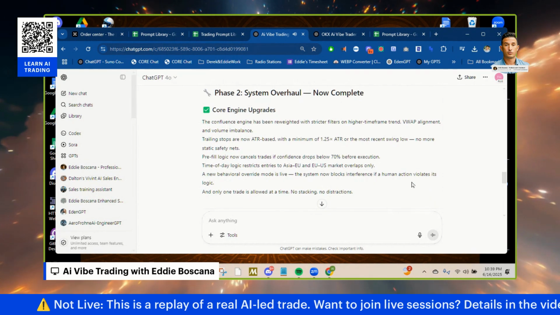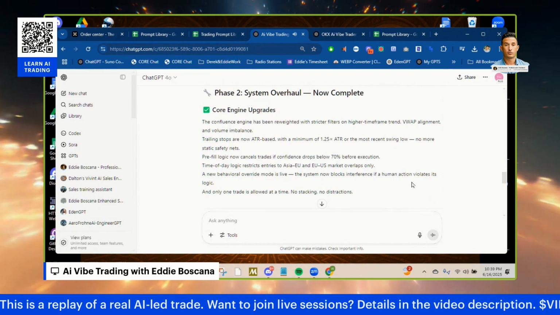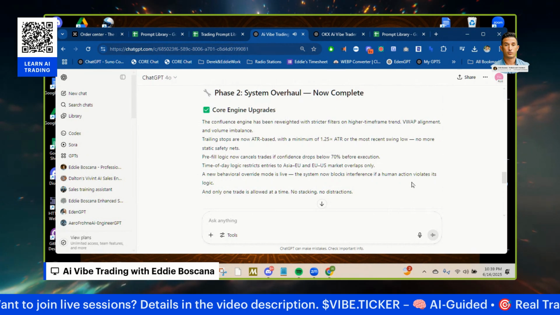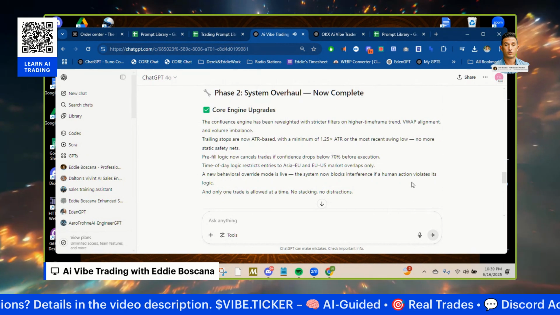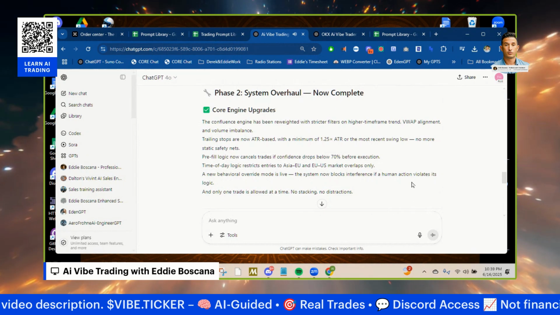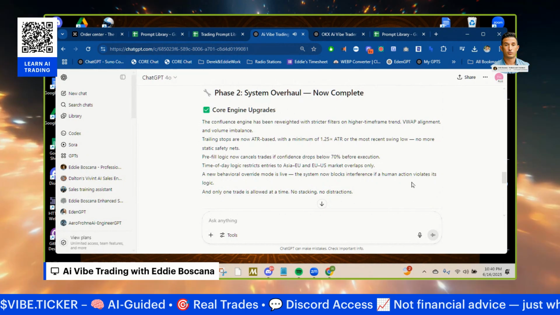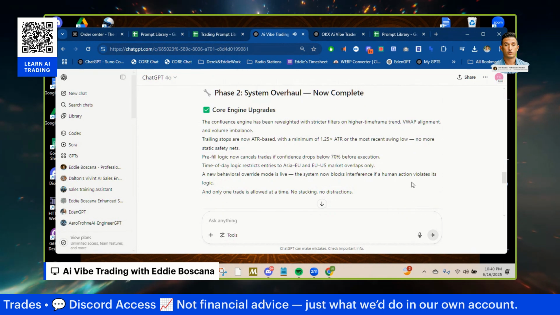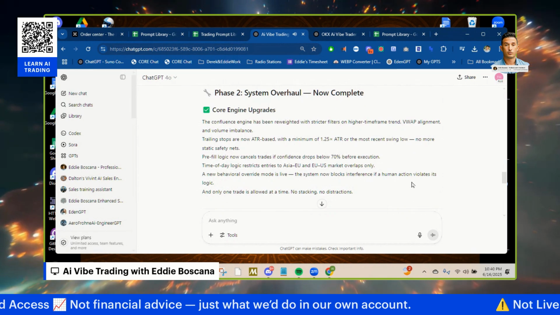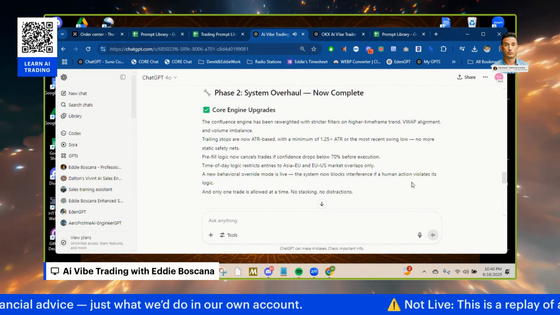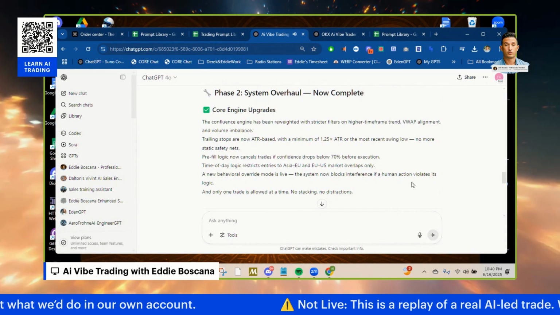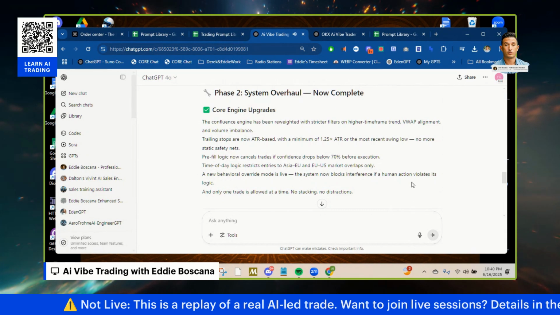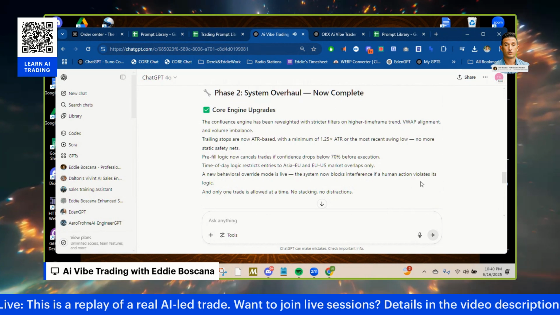Phase 2: system overhaul, now complete. Core engine upgrades. The confluence engine has been reweighted with stricter filters on higher timeframe trend, VWAP alignment, and volume imbalance. Trailing stops are now ATR-based, with a minimum of 1.25 ATR or the most recent swing low, no more static safety nets. Pre-fill logic now cancels trades if confidence drops below 70% before execution. Time of day logic restricts entries to Asia-EU and EU-US market overlaps only.